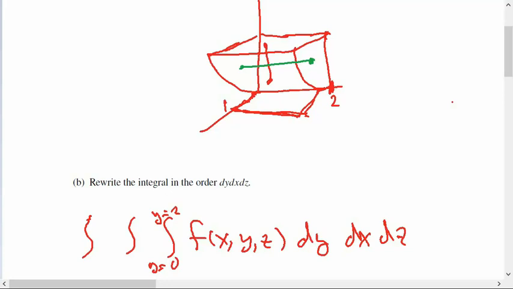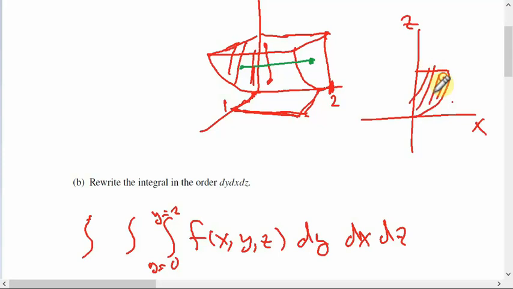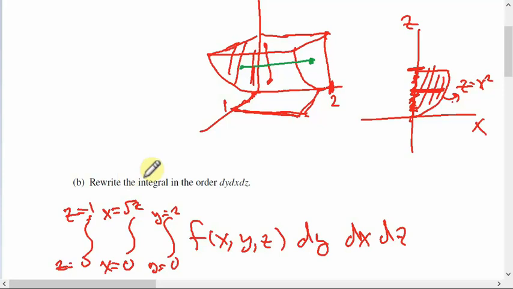Next, I'm going to do x. Well, once I get rid of the y, you can see that the shadow over here is going to be this parabolic region. So this is going to be my x, and my z is going to be this parabolic region. And so my x is going to go next. It will go from 0 to this parabola, which is z equal x squared. But I need to write it as x equal to the square root of z. So I got to write it in like this. And then the z, well, it'll cover everything from 0 to 1. And so that would be the reordering of that triple integral.